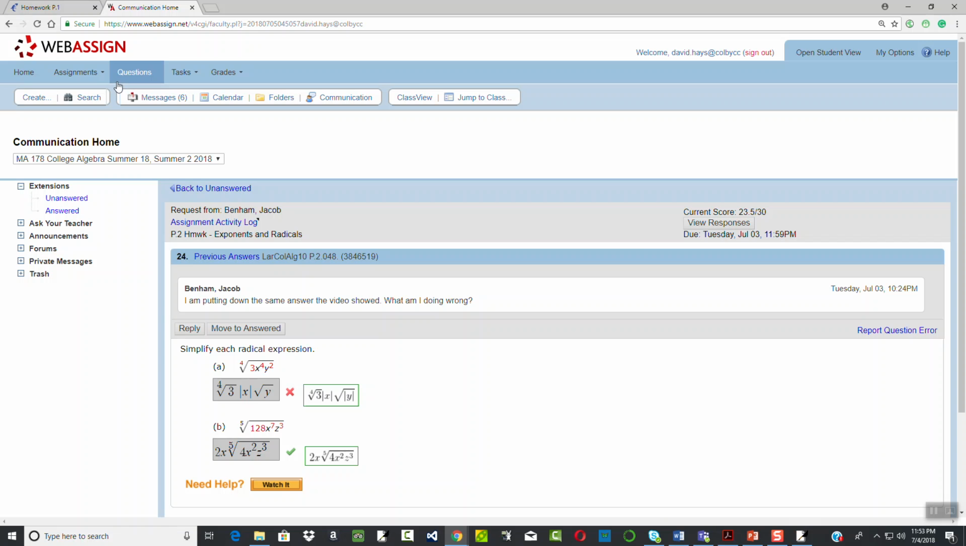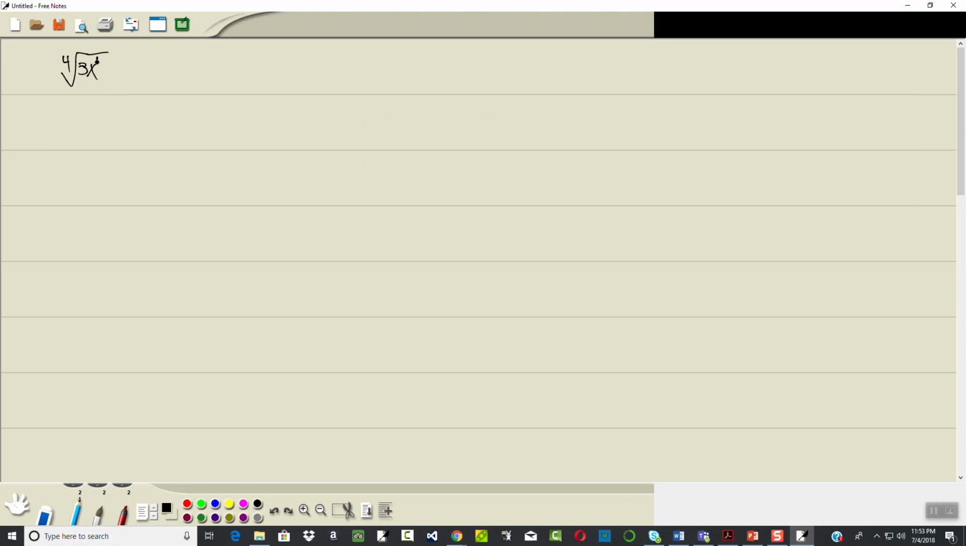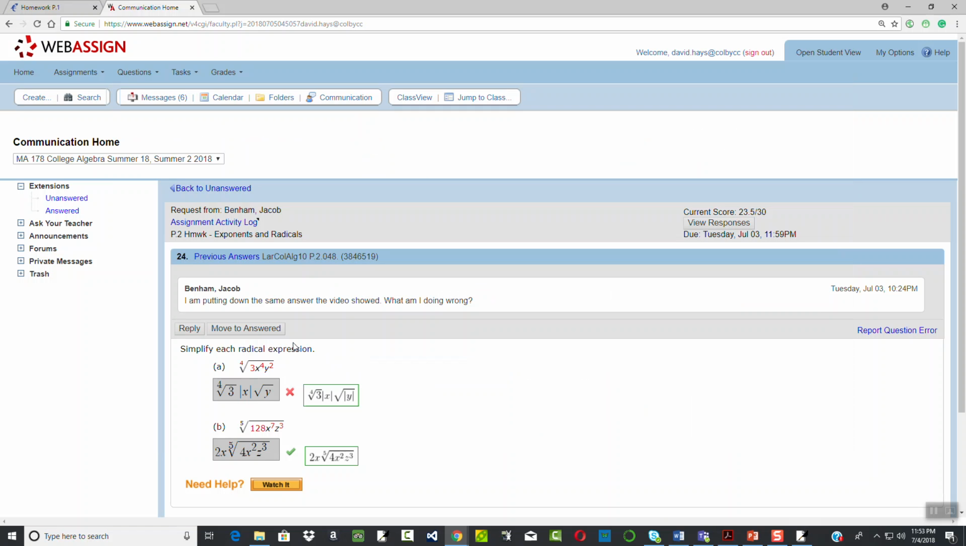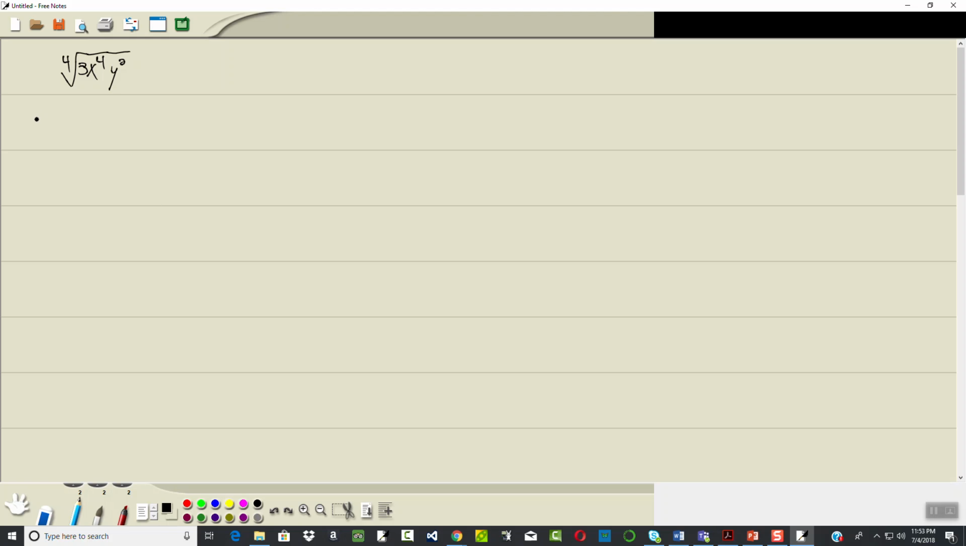We got the fourth root of 3x to the fourth y squared. Now the instructions say to simplify each radical expression. Now to begin with, we have x to the fourth. That's four x's. And then y squared.